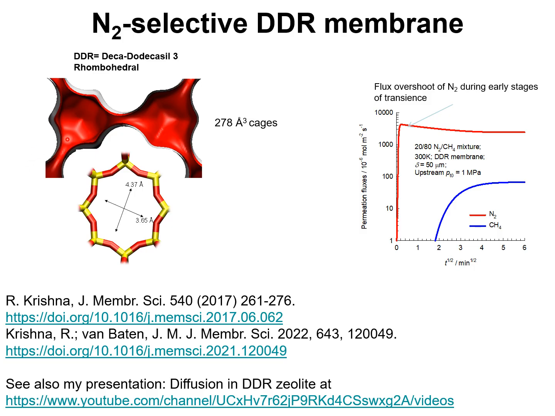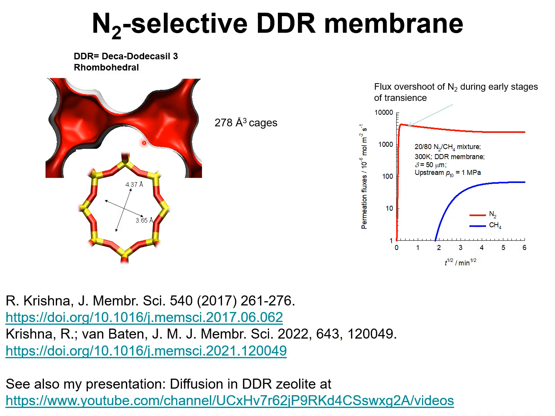An alternative to the use of PSA technology for nitrogen methane separations is to use membrane technologies, and I show an example here of nitrogen methane separations using a DDR membrane that offers permeation selectivities in favor of the more mobile nitrogen.